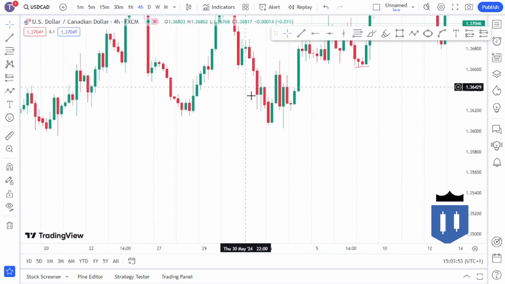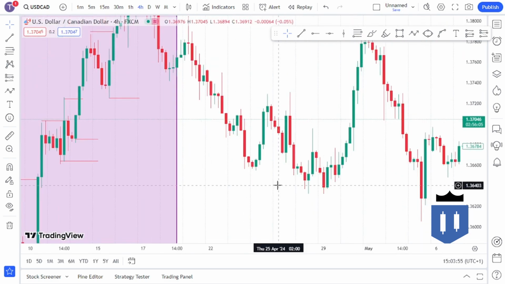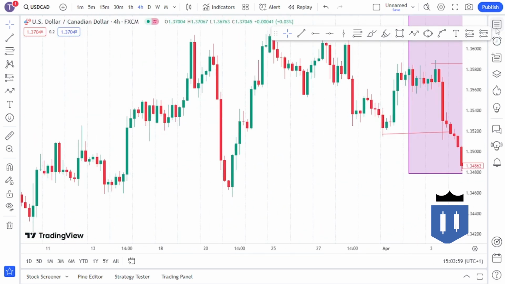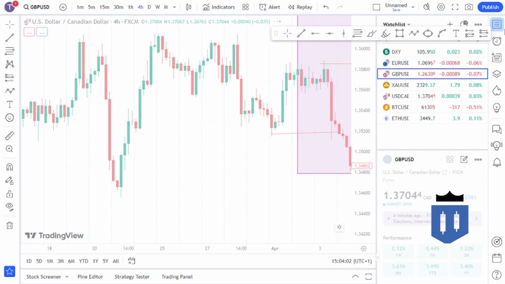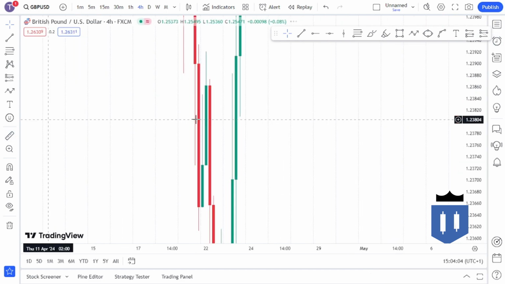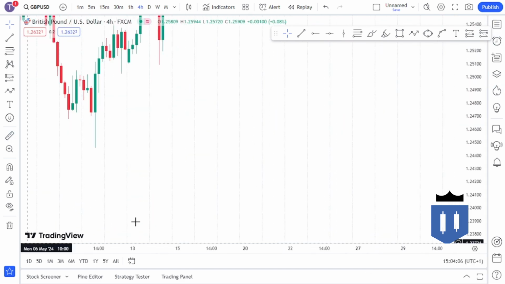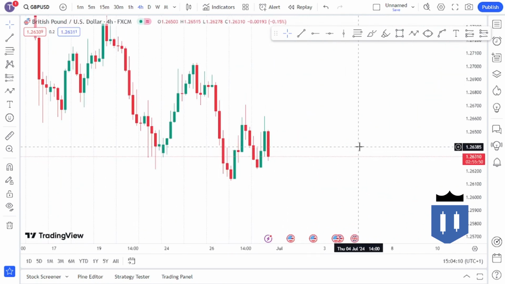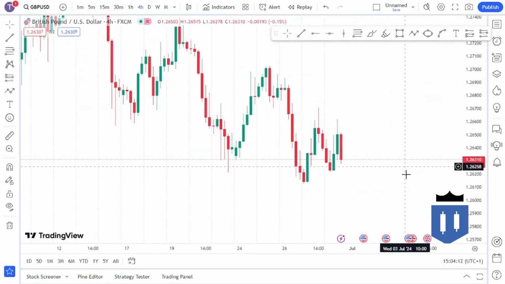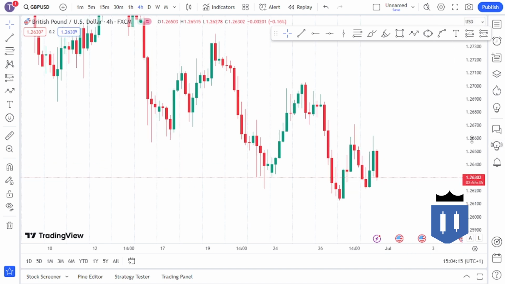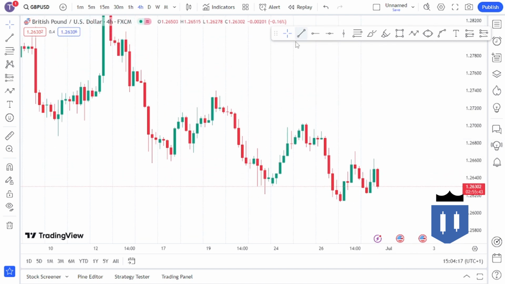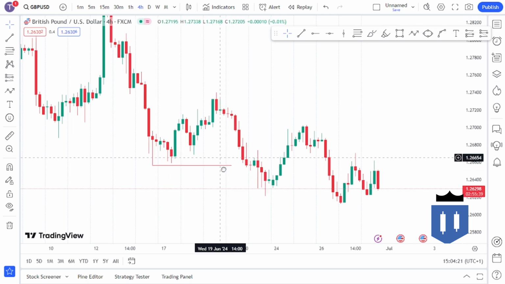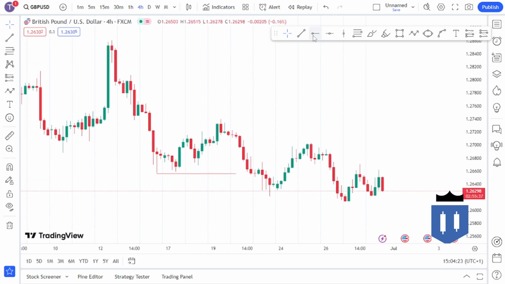I'm looking for another example. Okay, let's go to another pair to see another example. Let's go to GBP USD right now. So right now in GBP USD, what are we expecting? What is the market doing? So the market has a clear trend. So this is a low.